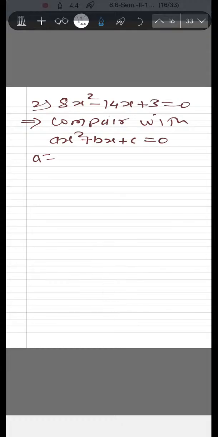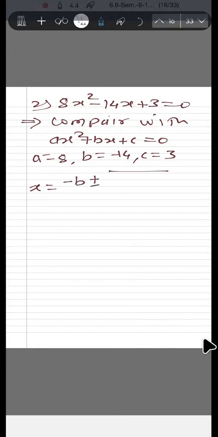a is equal to 8, then b is equal to minus 14 and c is equal to 3, correct? Yes, we know the formula. What does the formula say? That x is equal to minus b plus or minus square root of b square minus 4ac upon 2a, correct?